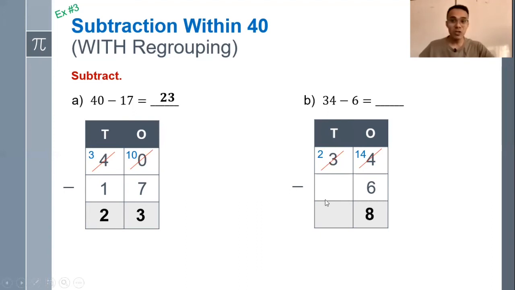Next, let's subtract the numbers in tens. We have 2 minus nothing. 2 minus nothing is just 2. Therefore, 34 minus 6 is 28. That's it, grade 1, and I hope that you learned something from this video.